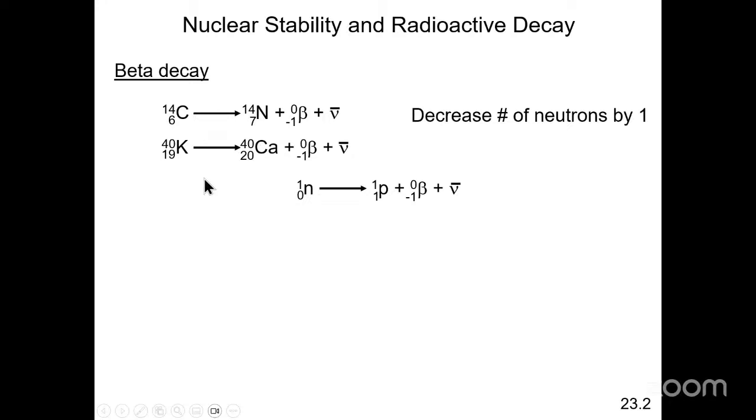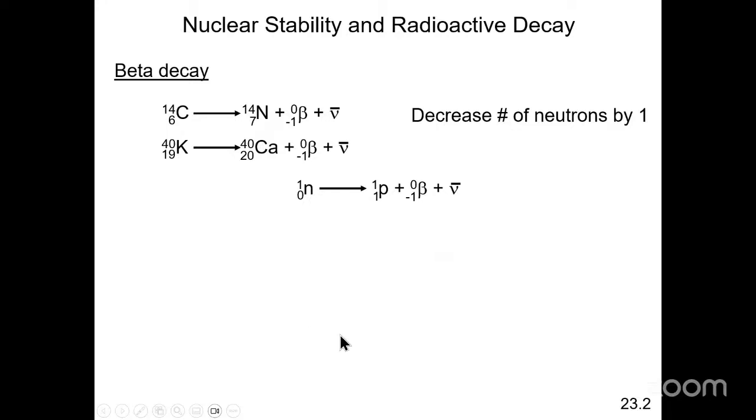Now, in each of these cases, and this is true for all beta decay, there'll be a decrease in the number of neutrons by 1, right? So if you look at the first reaction here, you see that the atomic number increases from 6 to 7, but the mass number remains the same, which means that there'll be a corresponding decrease of neutrons by 1.